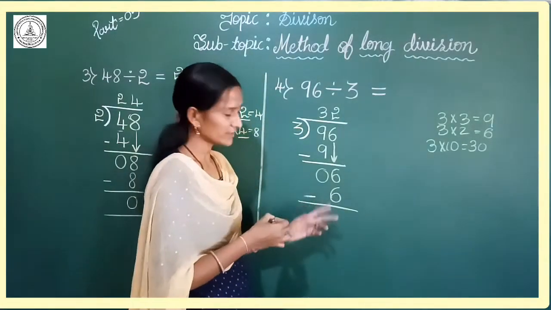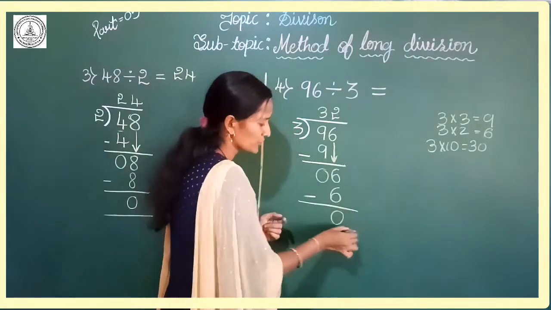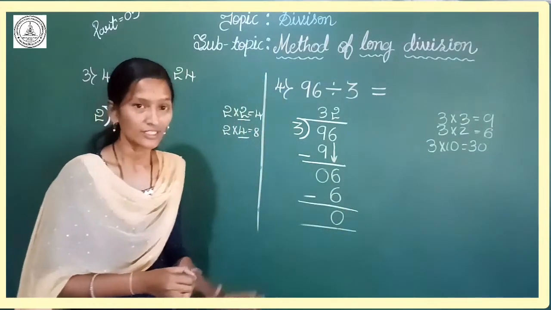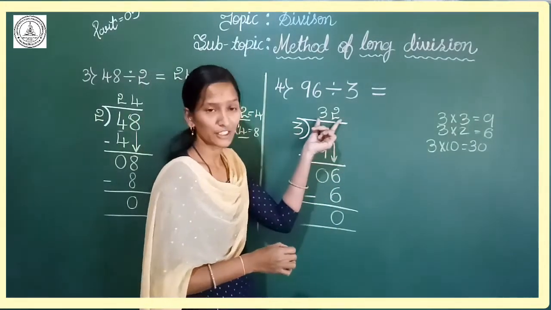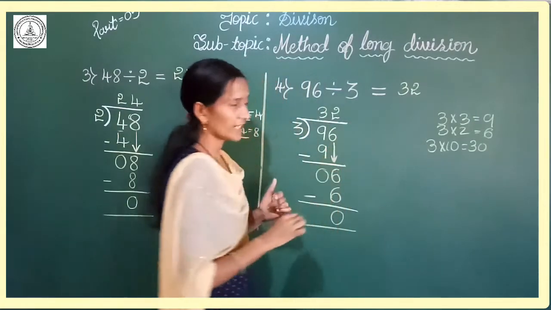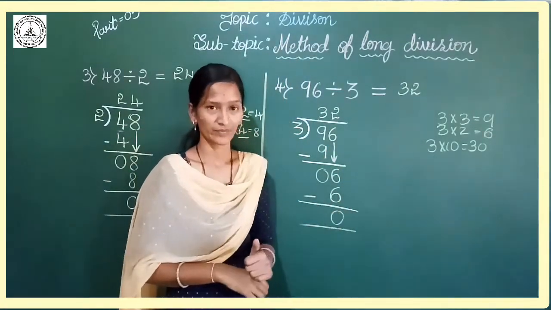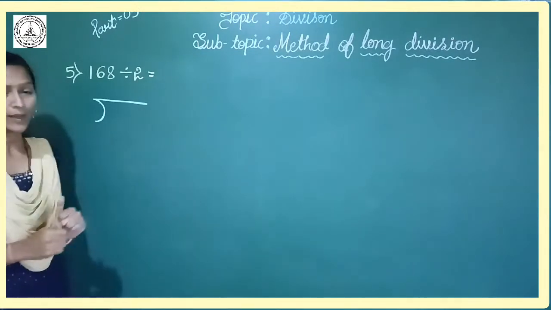So what is the next step? Again you have to subtract these two numbers. So 6 minus 6 is 0. So what is our quotient? The quotient is 32. So write down here 32. Right? What is the remainder? So this 0 is the remainder. So students, come to the next problem.